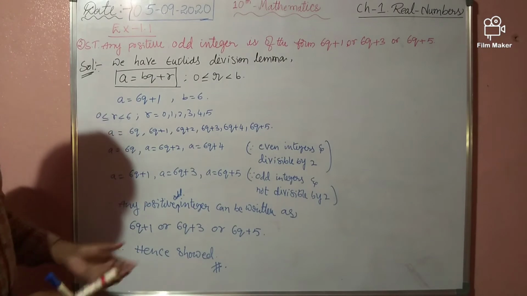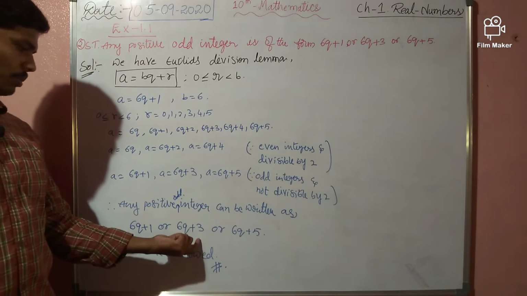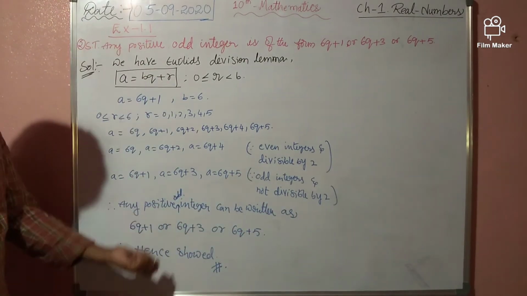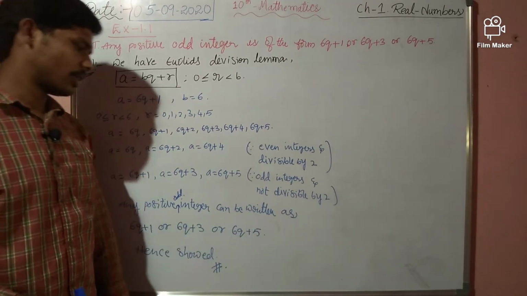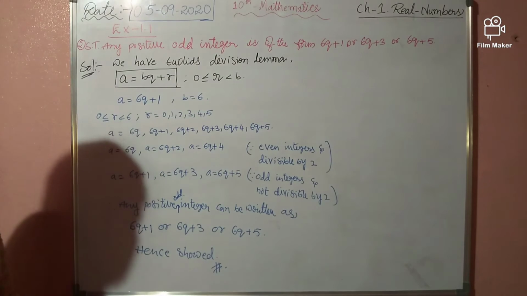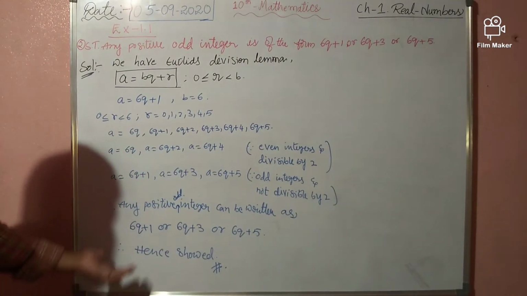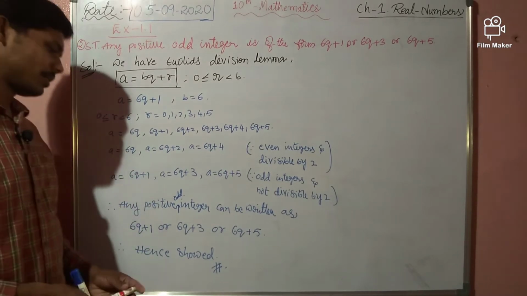Any positive odd integer can be written as 6q plus 1, 6q plus 3, or 6q plus 5. That we have to show. Here shown. Here 1 is an odd number, 3 is an odd number, 5 is an odd number. So these are not divisible by 2. Hence the positive odd integer is of the form 6q plus 1, 6q plus 3, 6q plus 5.